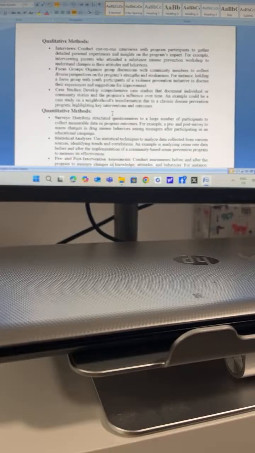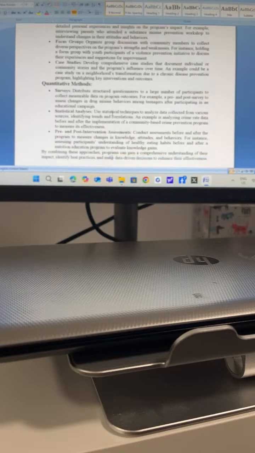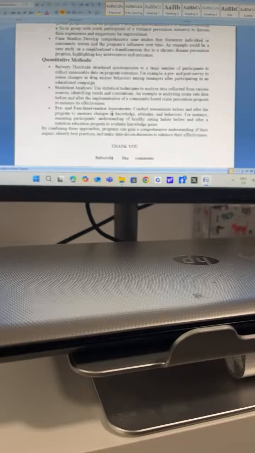Surveys: distribute structured questionnaires to a large number of participants to collect measurable data on program outcomes. For example, a pre and post survey to assess changes in drug misuse behavior among teenagers after participating in an educational campaign. Statistical analysis: use statistical techniques to analyze the data collected from various sources, identifying trends and correlations.